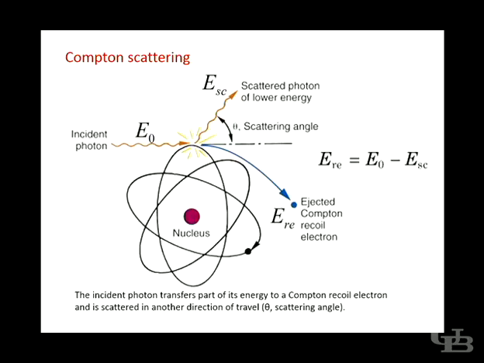Compton scattering. If a photon interacts with an electron, but does not give all its energy to the electron, rather it gives part of its energy, and then it bounces away with some residue energy. This is called Compton scattering. So it passed some energy and then bounced away.